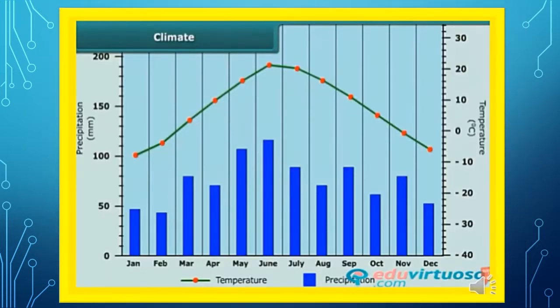So children, here you see a graph which is tabulating the temperature and the amount of rainfall. The blue bars are the rainfall and the green line that you see is the temperature. This has been recorded for 1 year. Right from January to December they have noted down the temperature and the amount of rainfall.